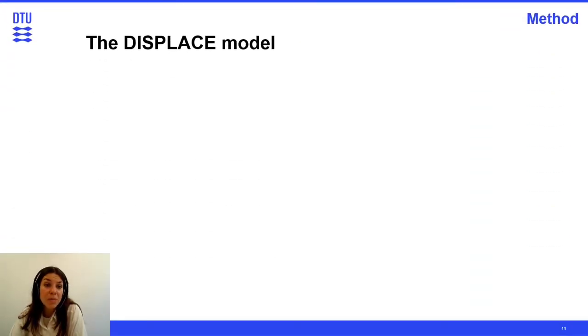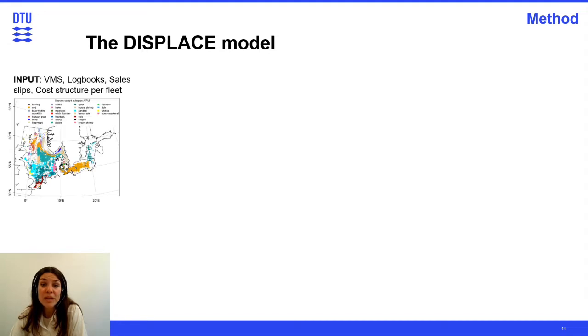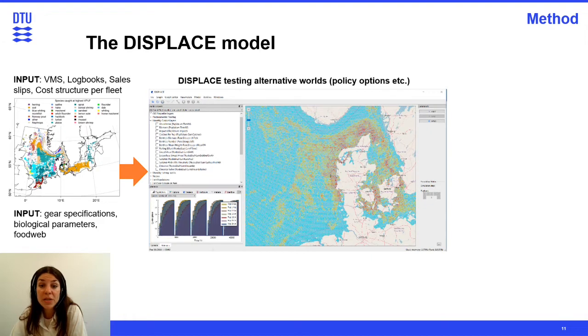The DISPLACE model uses input parameters related to vessels and their economics and combines this with input on biological parameters and gear specifications to simulate the fishery. The process is modeled and shown on a graphical interface, which makes it easy to run different management scenarios and track the simulations over time.